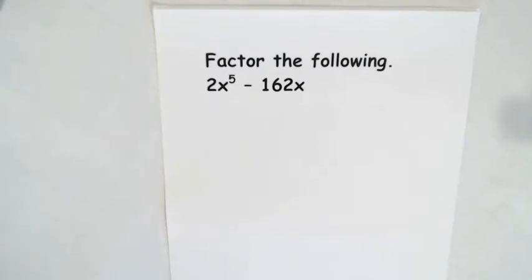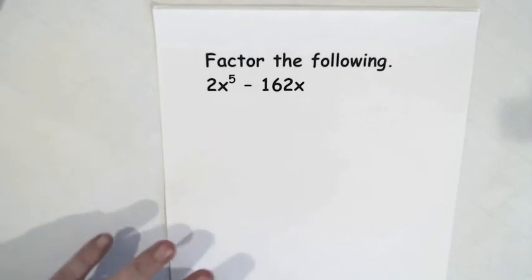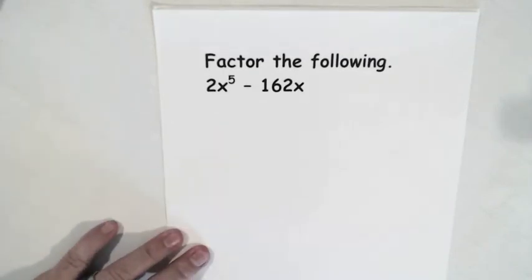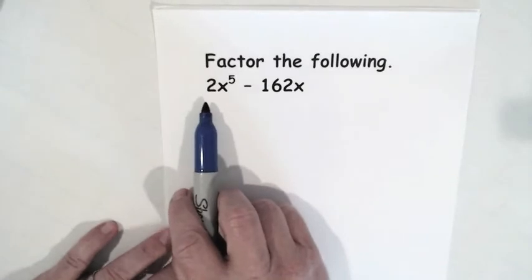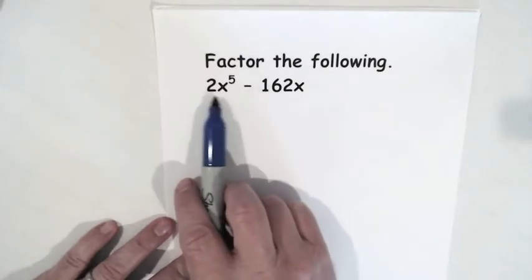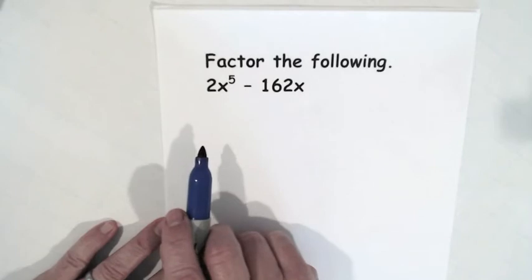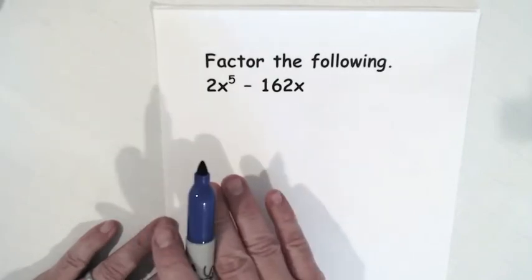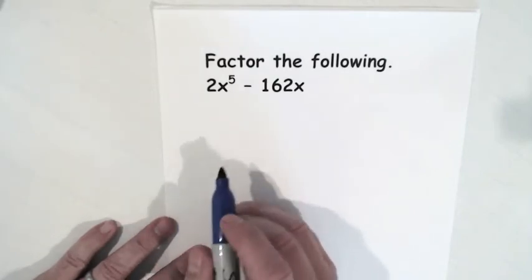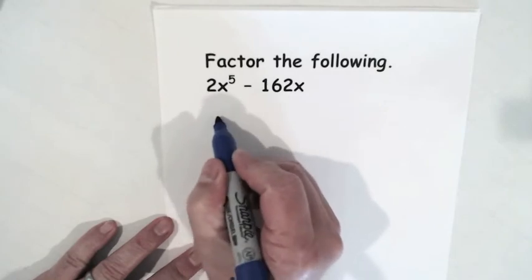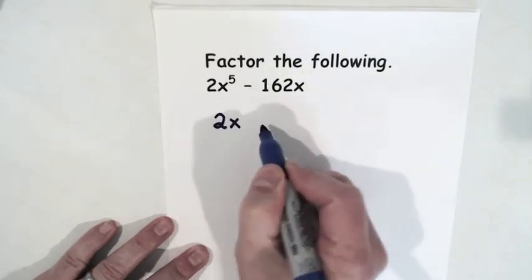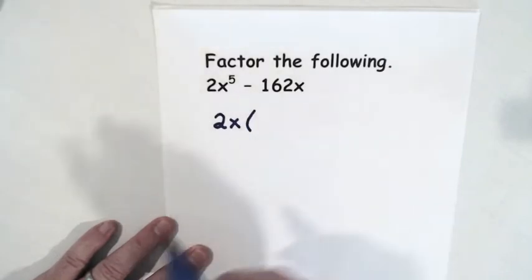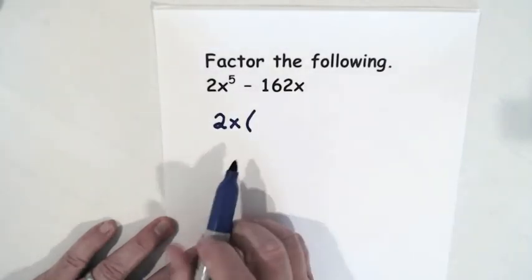Our final example, we're going to take everything we've learned so far and put it all in one problem. Remember, the very first thing you're supposed to check is the greatest common factor. And this one looks like it's got a greatest common factor. We've got 2 will go into both of these numbers, and they both have an x in common. So my very first thing I'm going to do is I'm going to factor out the greatest common factor. 2 will go into both of them. X is in common as well. I put that on the outside of the parentheses.